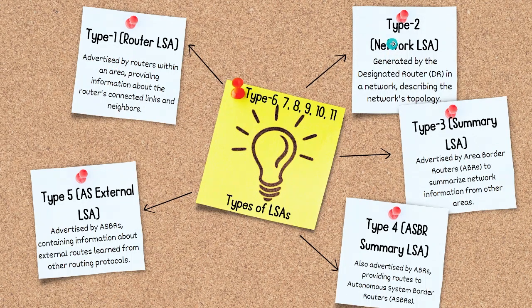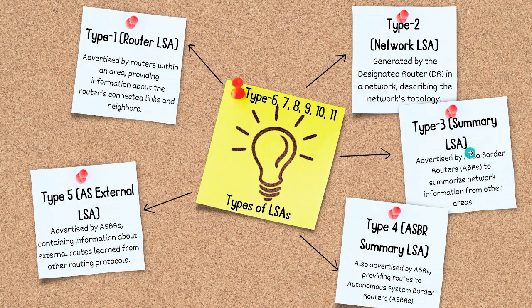Then we have something called type 2 LSAs, which is also referred to as network LSA, which is generated by the designated router. The designated router is a special router which is elected in OSPF, which we are going to see in an upcoming slide, but just for now keep in mind that type 2, which is network LSA, will be advertised by the DR, and it will describe the network topology. So that's the type 2 LSA.